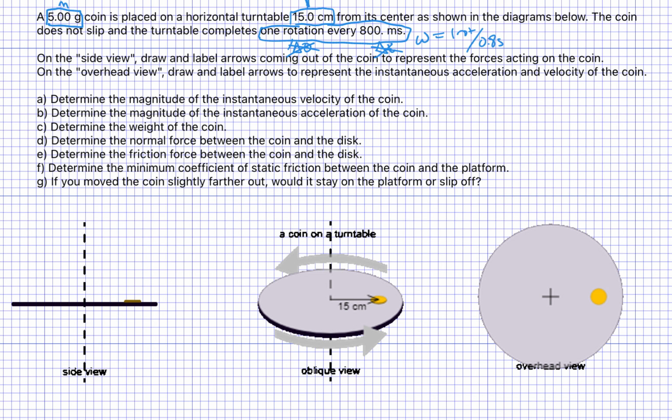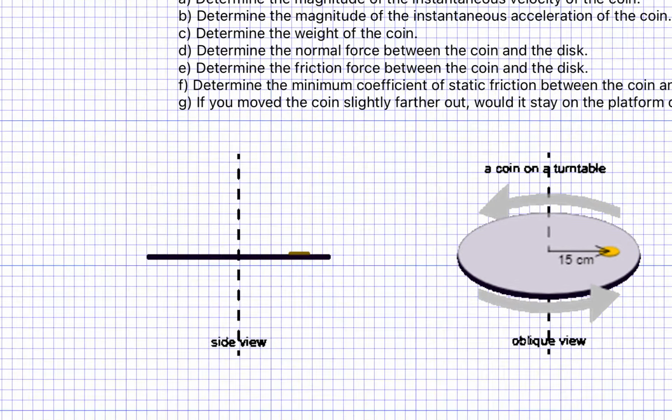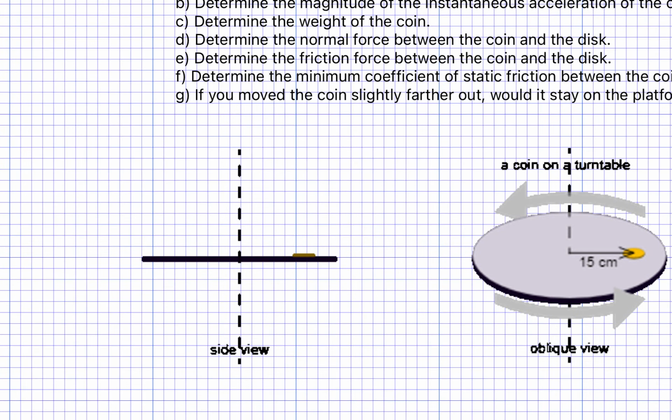Okay, so on the side view, draw and label the arrows coming out of the coin to represent the forces acting on the coin. On the overhead view, draw and label arrows to represent the instantaneous acceleration and velocity of the coin. Okay, so on the side view, what we need to do is think about what these directions are.